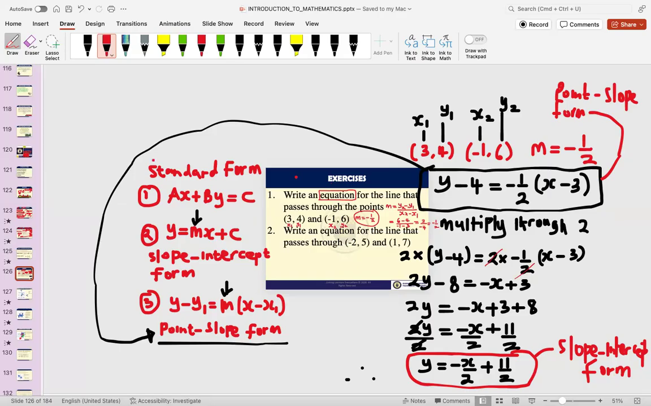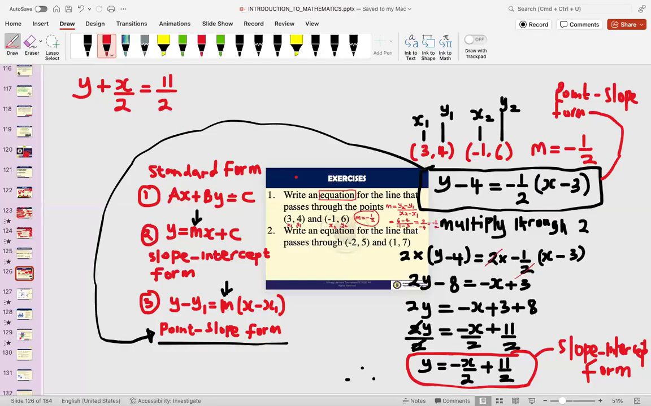Again, you can be asked to change it to standard form. How do you change this one also to standard form? Standard form says that both x and y will have to be at the same side. This is the easiest of all. You just transfer this negative x over 2 and bring it to join the y here. So finally, you have y, negative x over 2 crosses, and you have plus x over 2 is equal to 11 over 2.